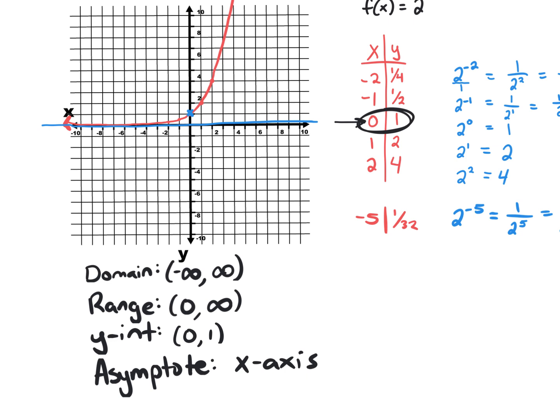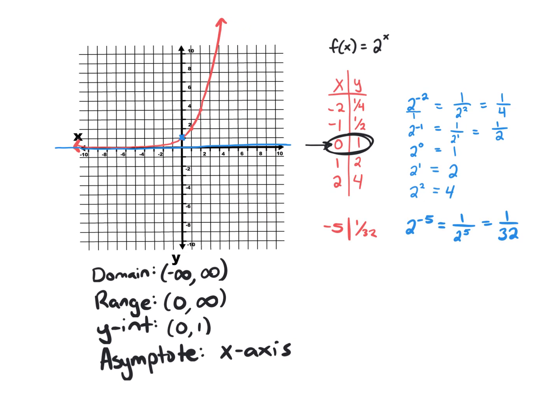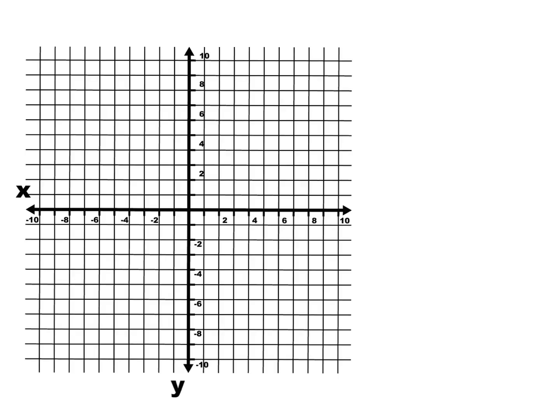So again, that asymptote serves as a line where the graph does not go below or beyond. We know that our graph will never come below here, so that serves as our asymptote. It's kind of a stopping point. On your graph paper, go ahead and write this right next to that graph so you know which one it is. The next graph I want to look at, this second graph, is going to be f of x equals 1/2 to the x.